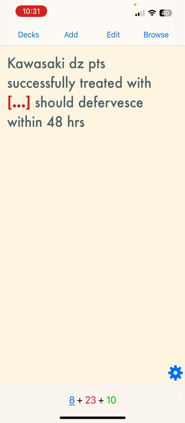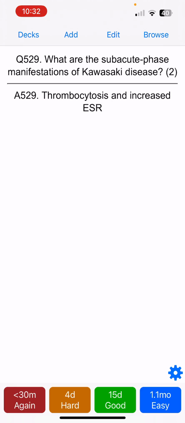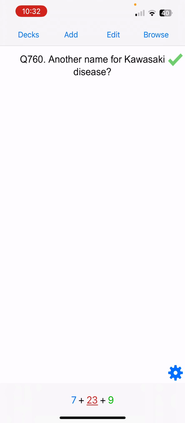Kawasaki disease patients successfully treated with something should the persistence. IVIG? Okay. Don't know what that question is saying though. What are the subacute phase's manifestations? It's kind of a crazy one. So, thrombocytosis and increased ESR.